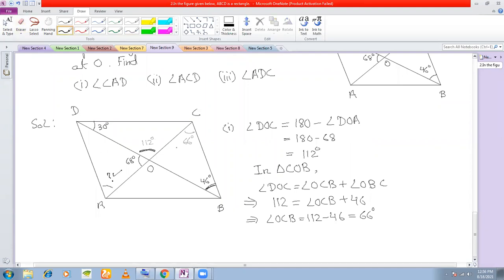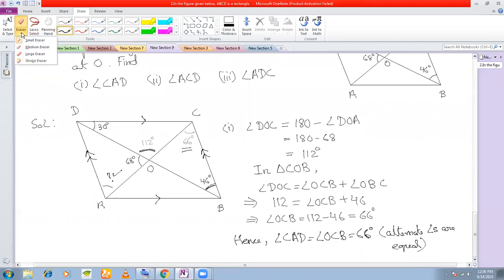Now if you see, this angle here and this angle here are alternate angles. So therefore, hence angle CAD is equal to angle OCB, which is equal to 66 degrees, because they are alternate angles. So that answers the first part of your question. Alternate angles are equal.